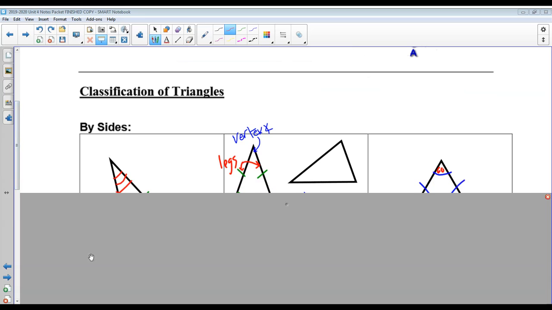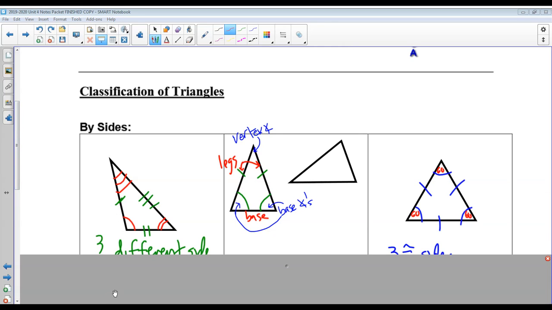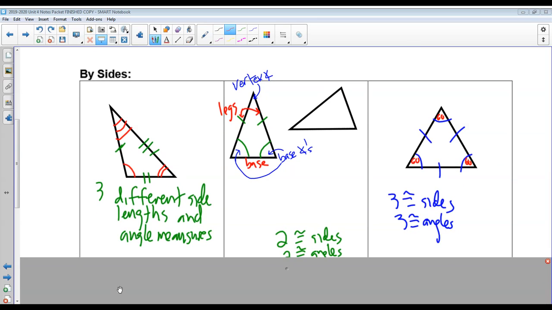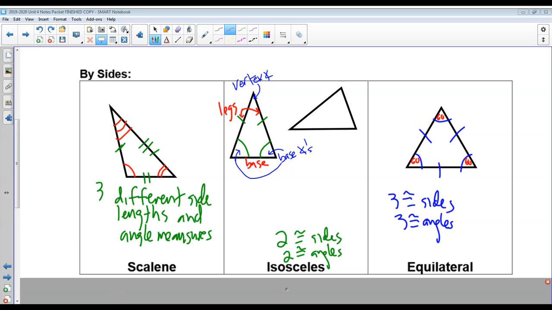So I will have you pause right now. Write these things down, and then we'll talk about them. So go ahead and pause now if you haven't. Okay, so you should have paused, written these definitions and drawn these shapes down. And if you haven't, please do that now.